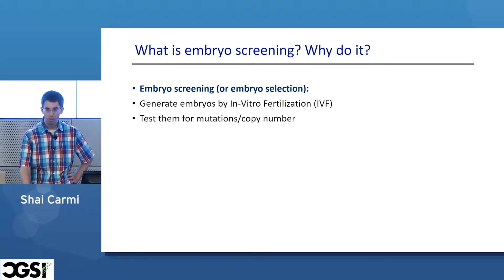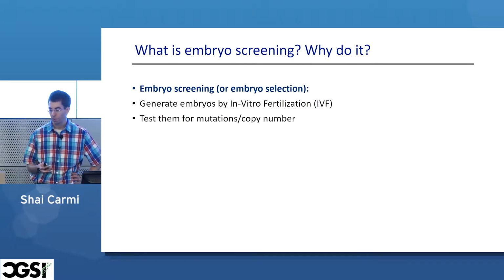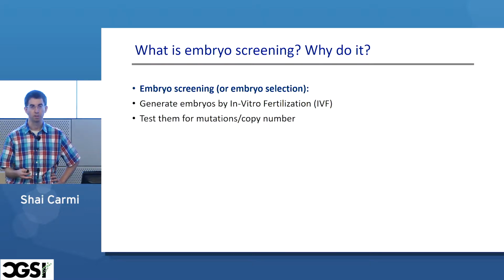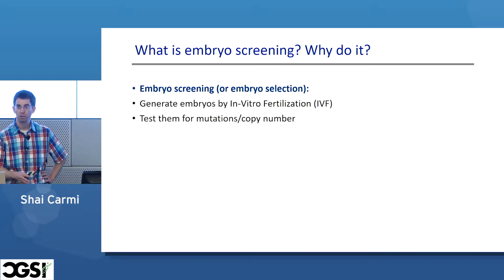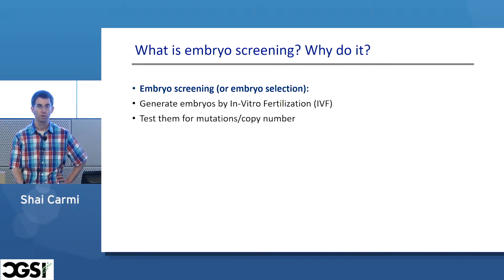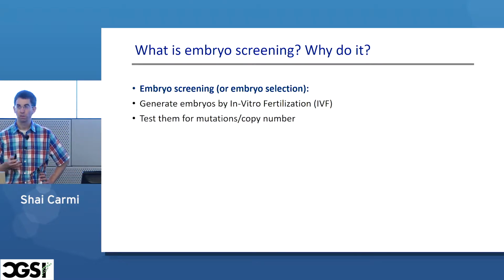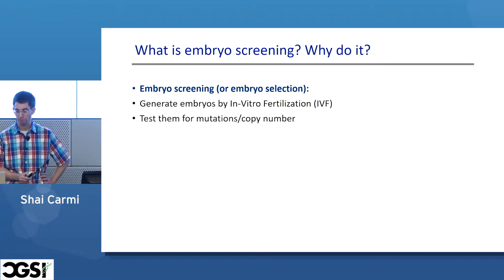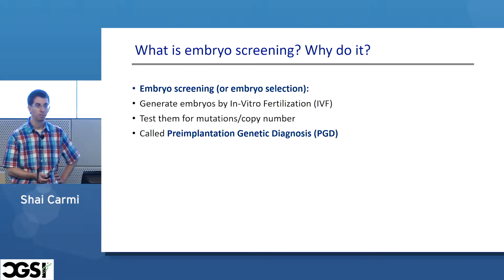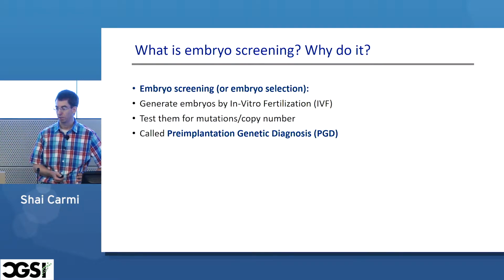So the idea of screening embryos, selecting embryos, is to generate embryos by in vitro fertilization, or IVF, and then genotype the embryos, test them for mutations or copy number variants, and then only use the embryos that are free of certain mutations. So this is called pre-implantation genetic diagnosis, or PGD.